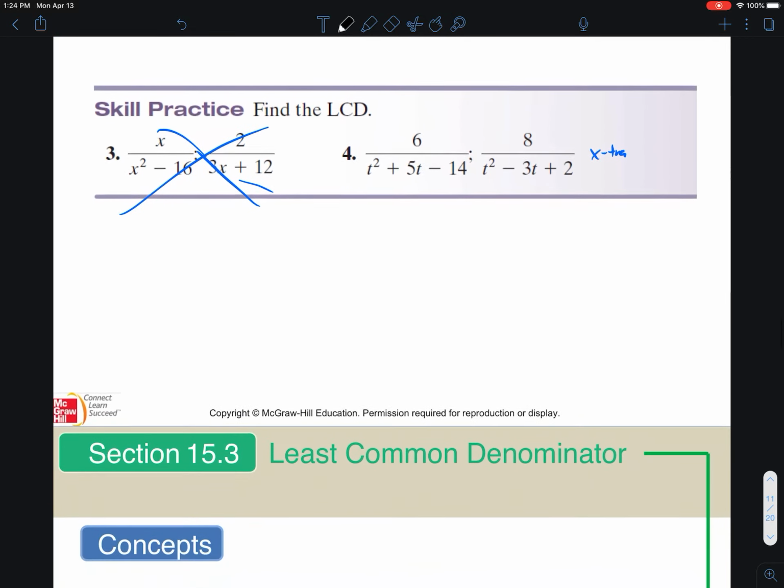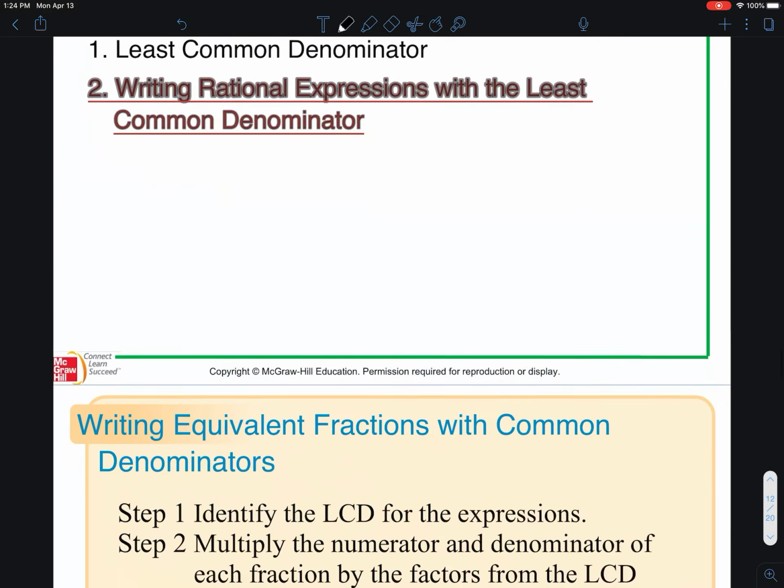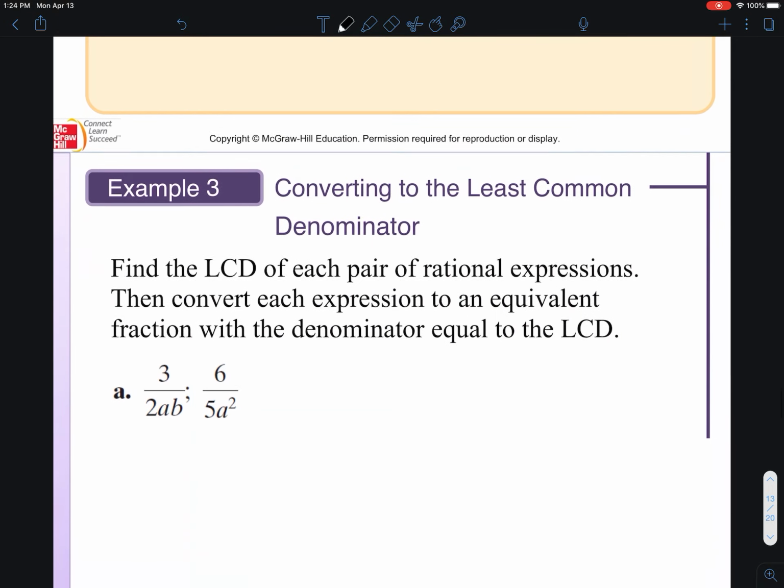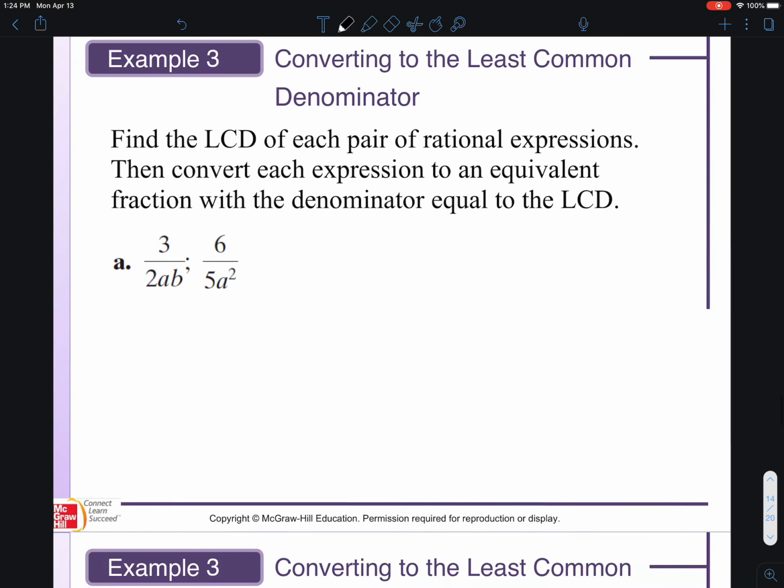All right, that's extra credit. I would explain that in the previous one. So let's go to the next one. In this one, it says we're going to find the LCD of each pair of rational expressions, then convert each expression to an equivalent fraction where the denominator is equal to the LCD.